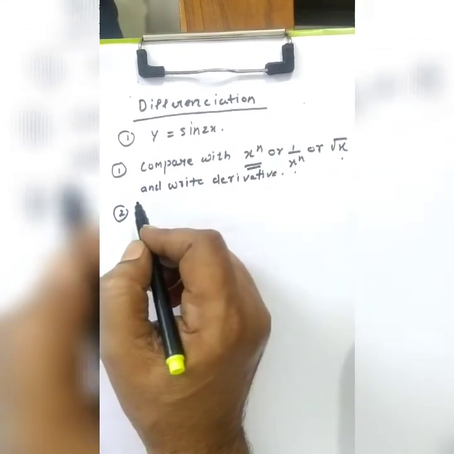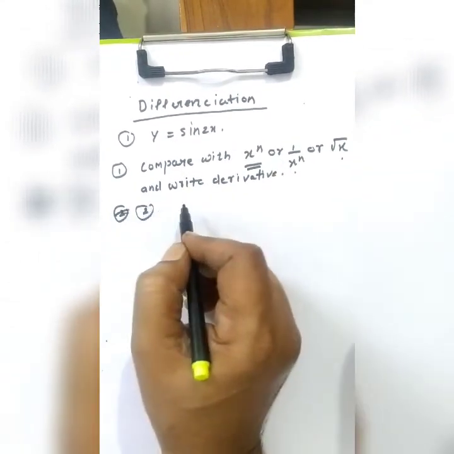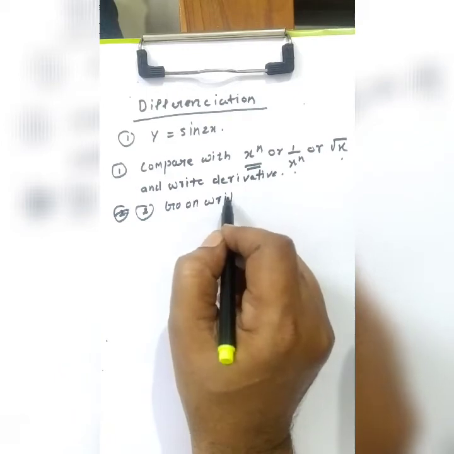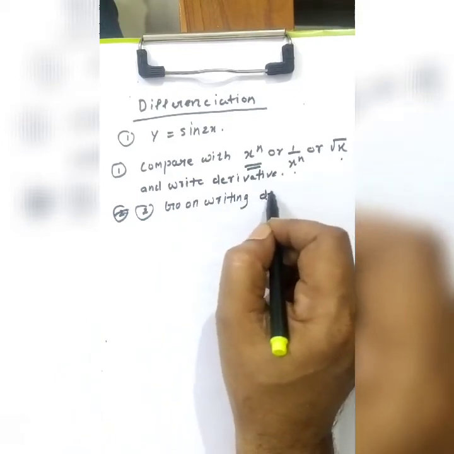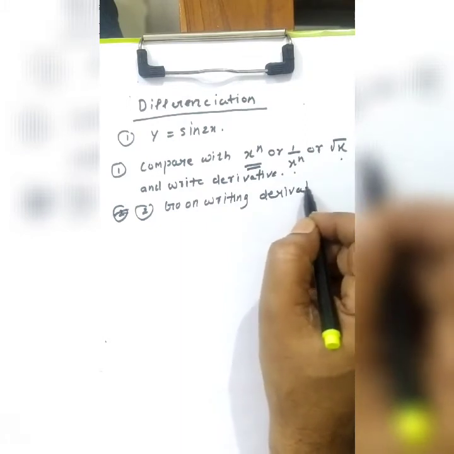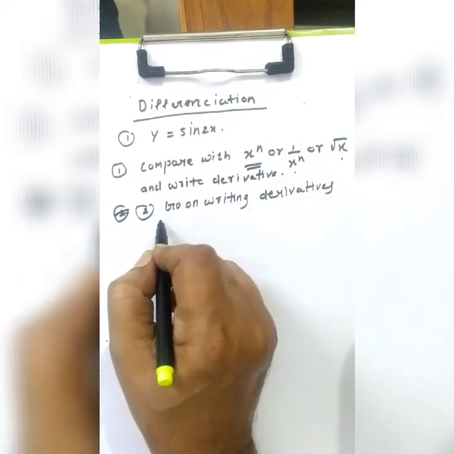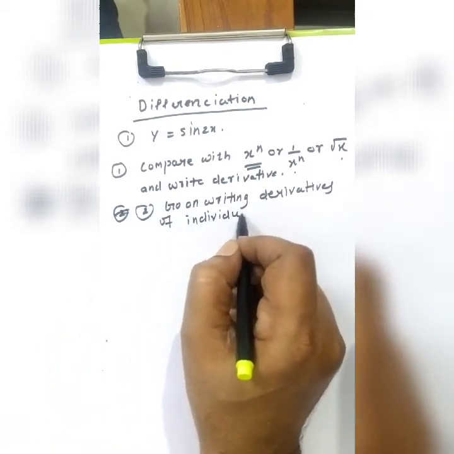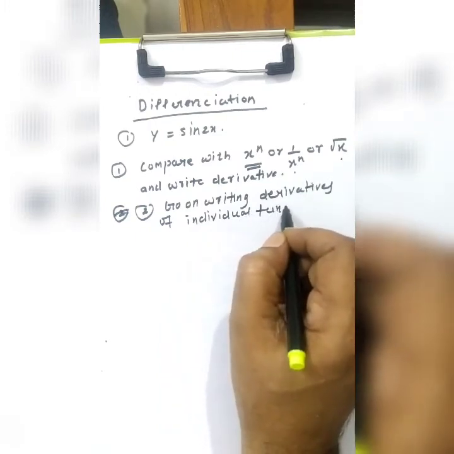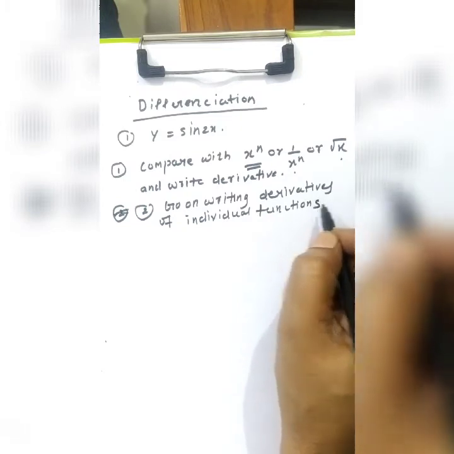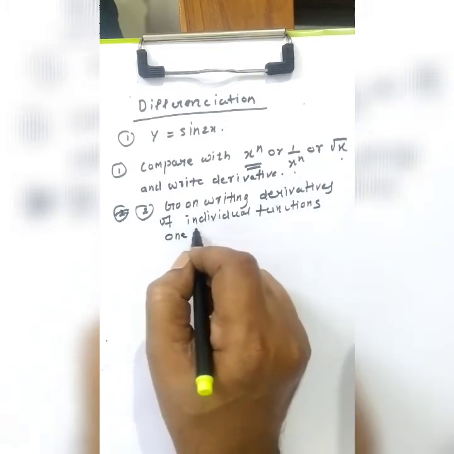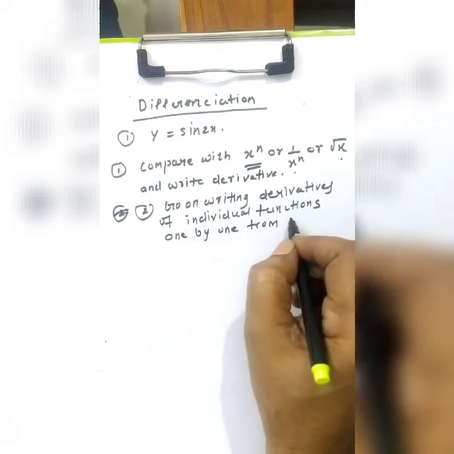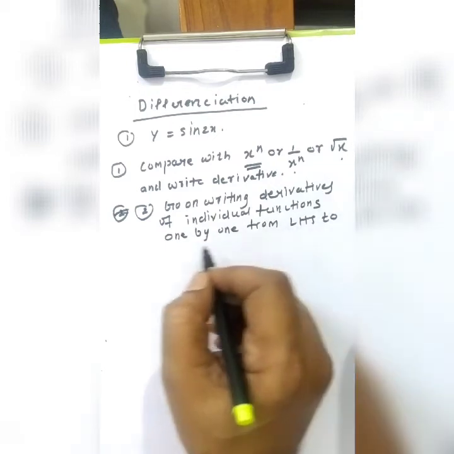What is your second step? Second step is go on writing derivatives of individual functions one by one from LHS to RHS.